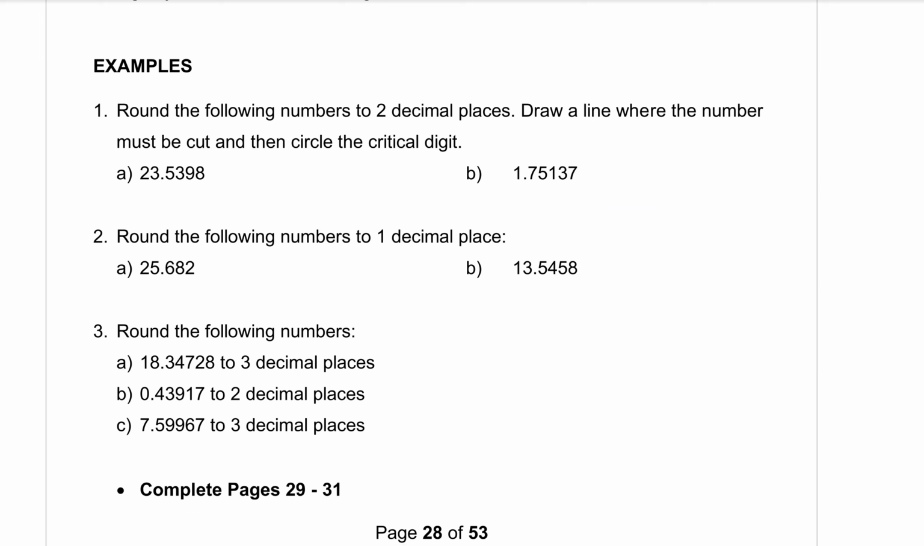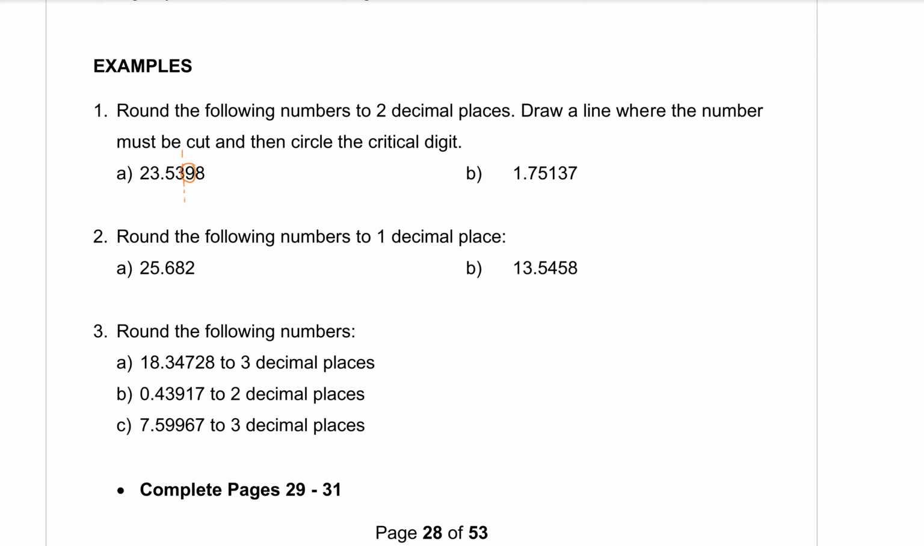Round the following numbers to 2 decimal places. Draw a line where it must be cut and circle the critical digit. So 2 decimal places means that I want to keep the 5 and I want to keep the 3, and my line gets drawn after that 3, so that I have 2 numbers. So draw that in there. It says to circle the critical digit. The critical digit is the one straight after the line, to the right, not the one on the left, the one on the right of the line.